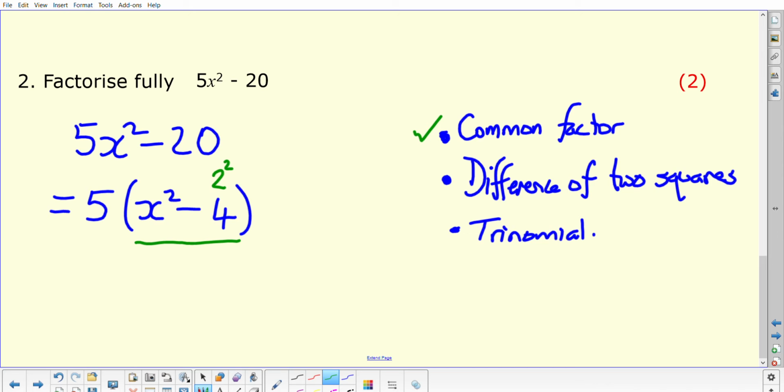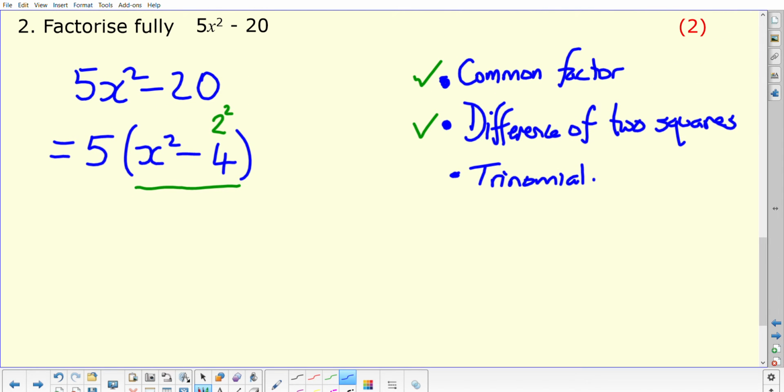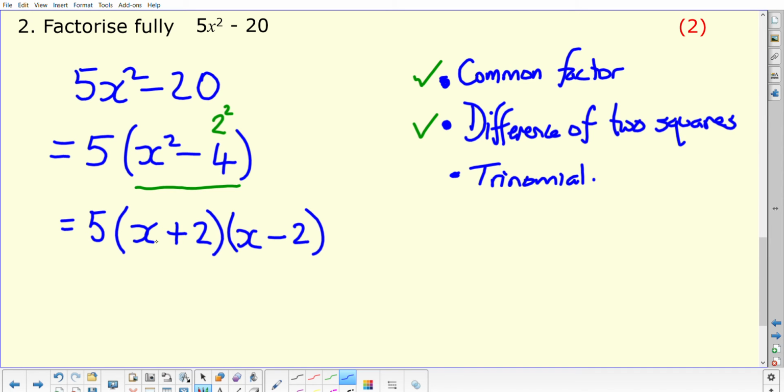It's 2 squares. So in fact we've got a difference of 2 squares going on here as well. So that does mean that it will factorise and split up further. So it would become 5 bracket, and the standard process for a term that's a difference of 2 squares is 2 brackets that are almost identical apart from the signs. Same first term, and your last terms, one's got a plus and the other one's got a minus, and that's it factorised.